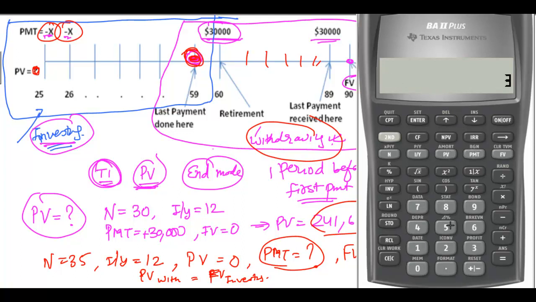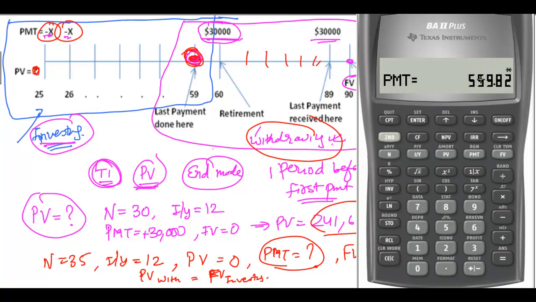What is N? N this time becomes 35. I/Y remains the same. If you want to check the value of I/Y you have stored, press the recall button and press I/Y, and you will see the value stored in the calculator. Here I am using the BA II Plus student edition, but the same process is applicable in the BA II Plus professional edition also. Now we have to compute the PMT: press the compute button and then the PMT button.